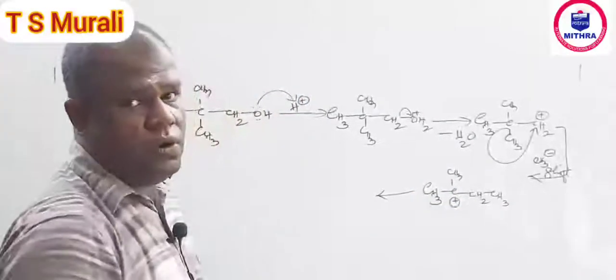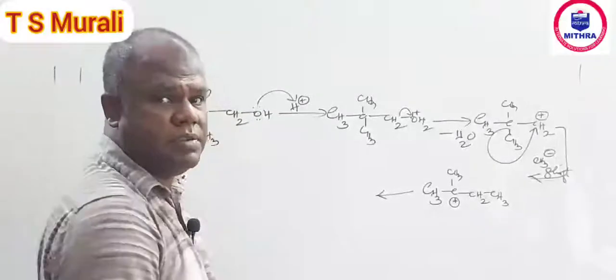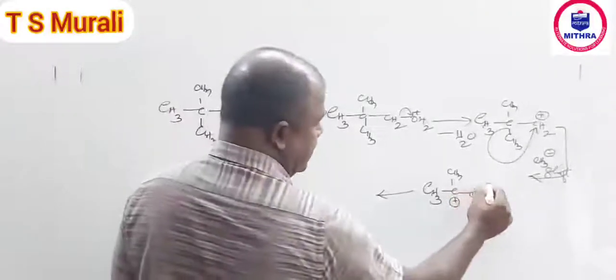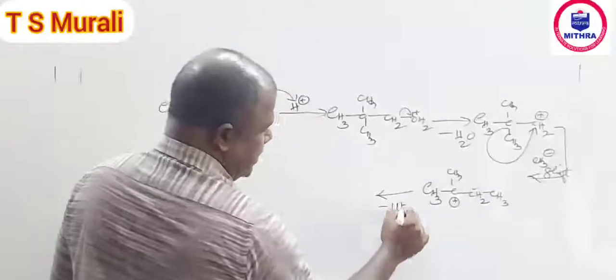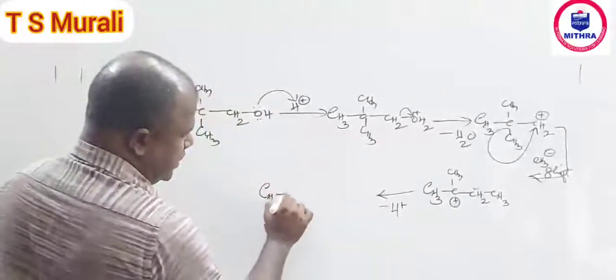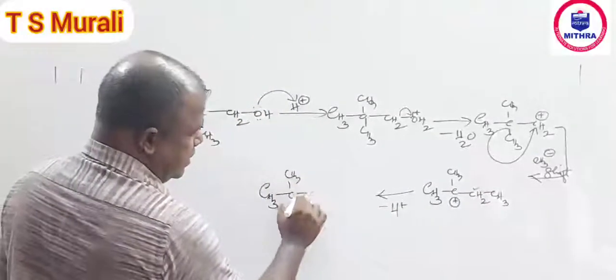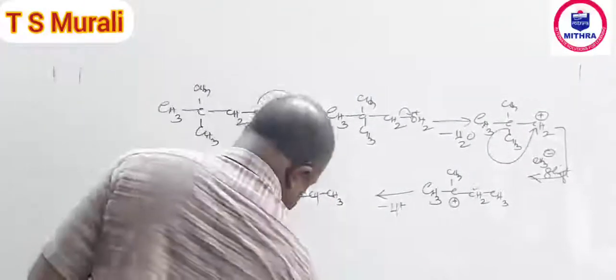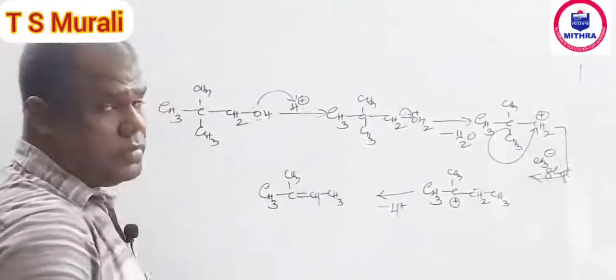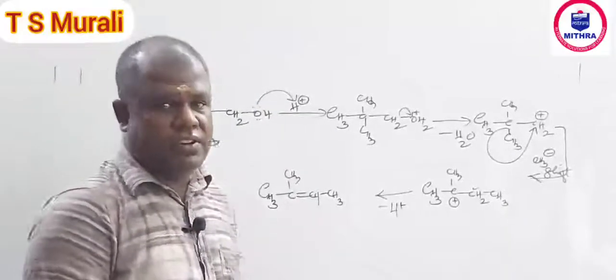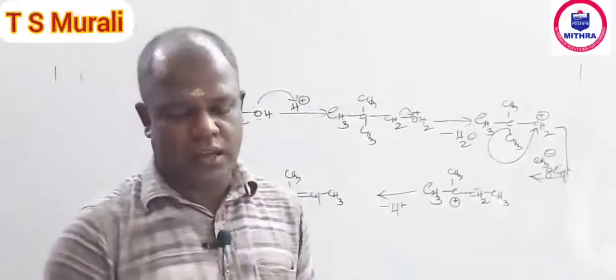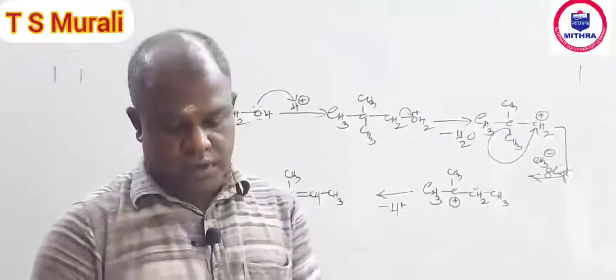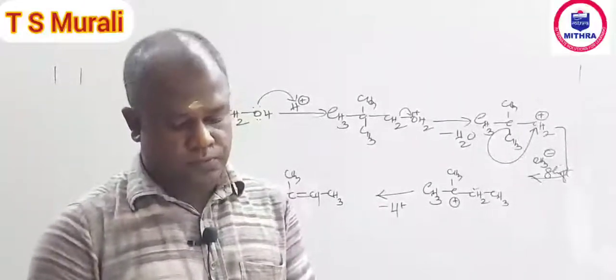According to Saytzeff's rule, the most substituted alkene is the preferred product. So this will be the location of detaching H+. After removing H+, the product formed is CH3, C, CH3, double bond CH, single bond CH3. So this is the total mechanism. You can identify the first step and answer that particular question. So question number 7 is over.